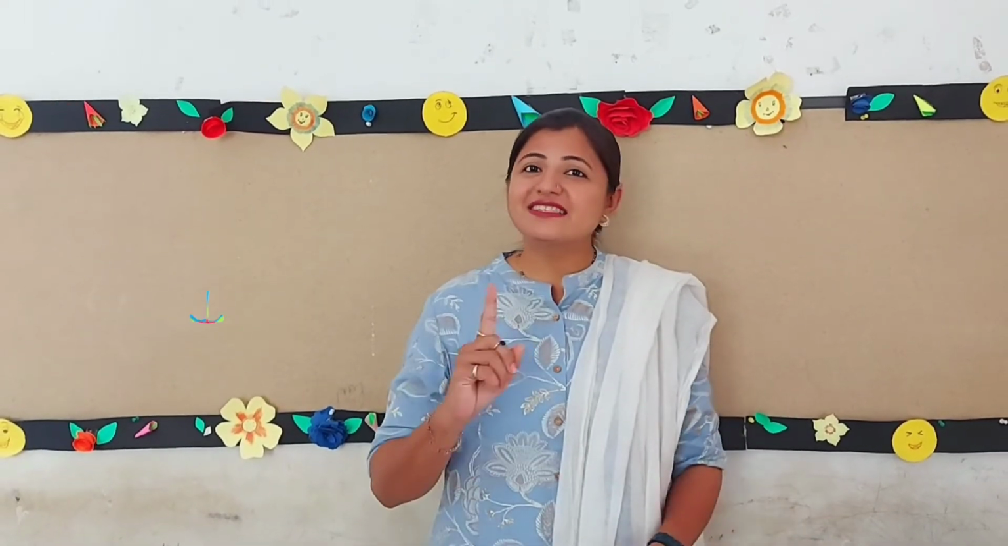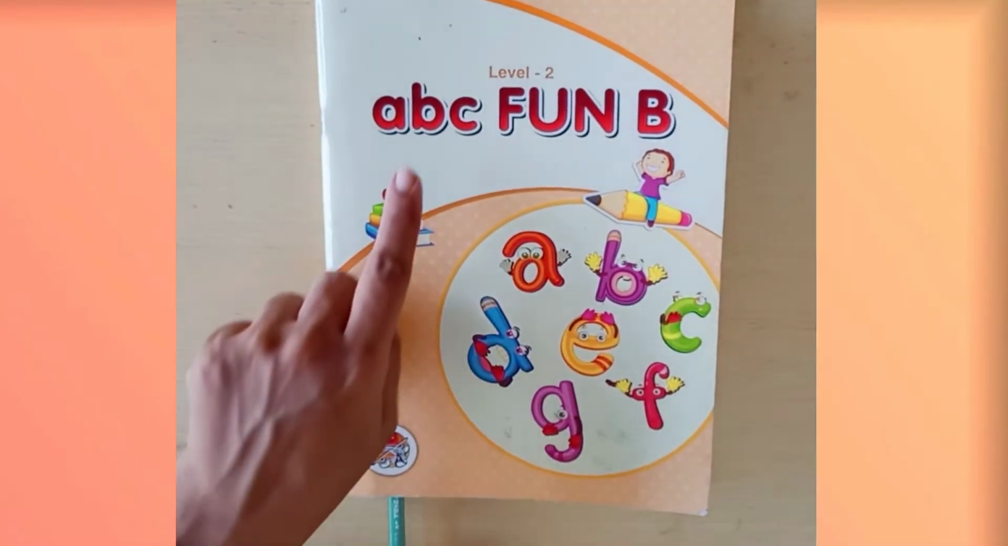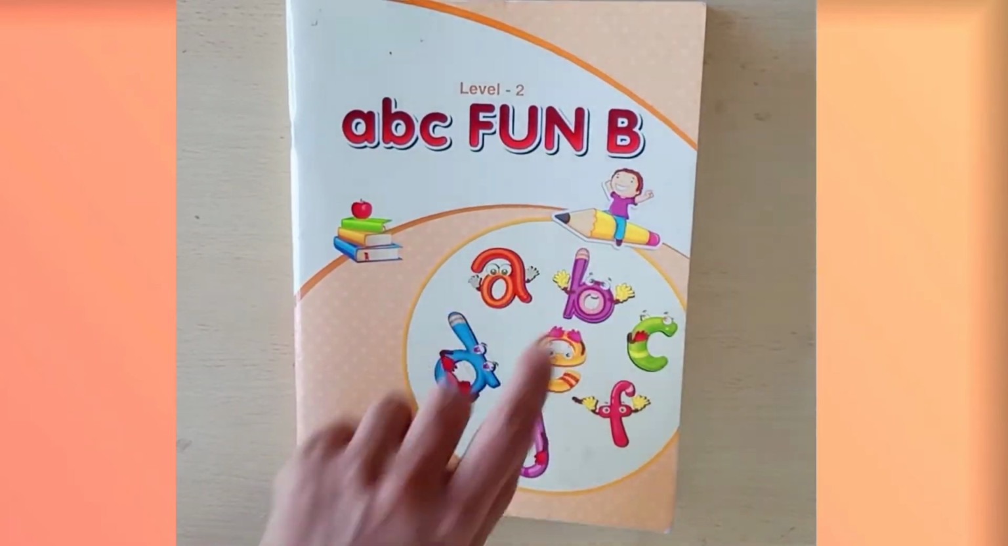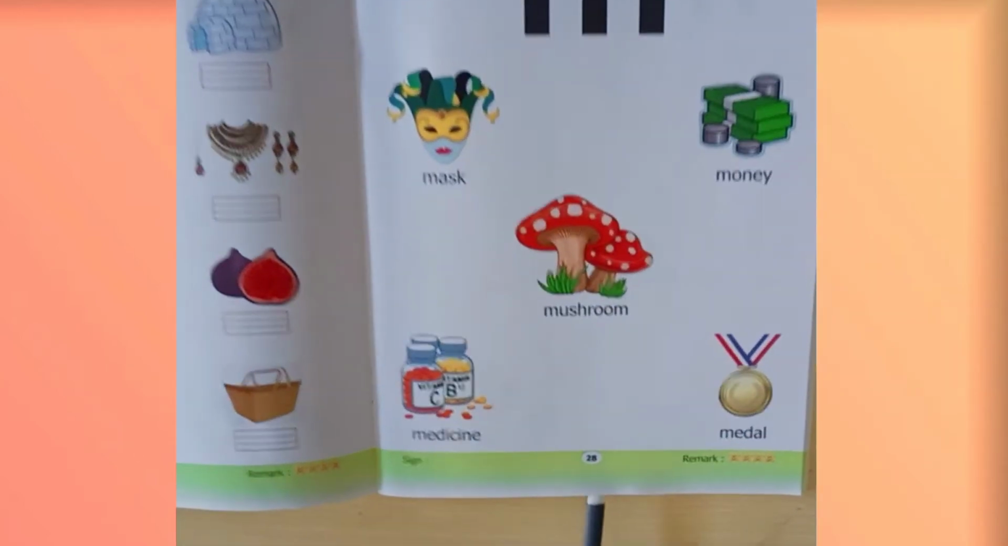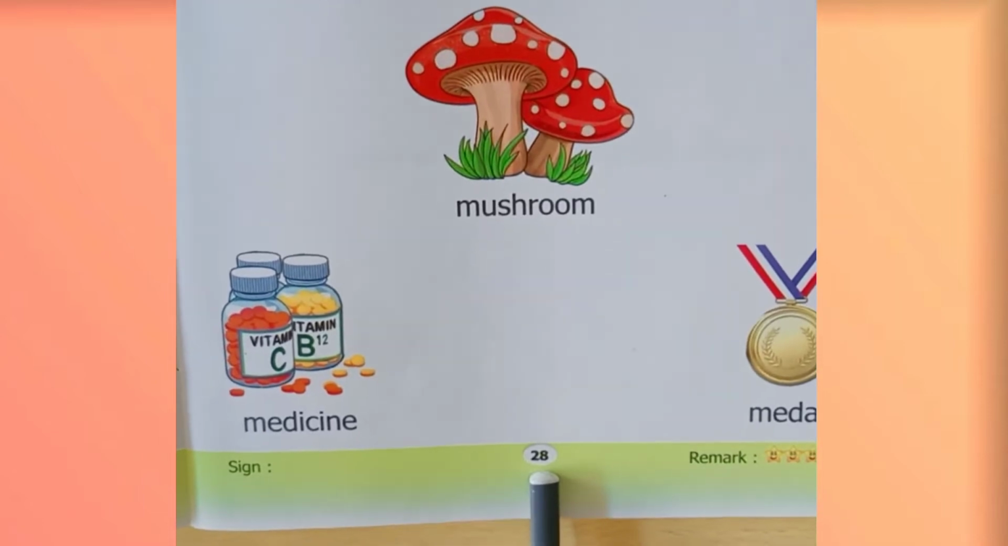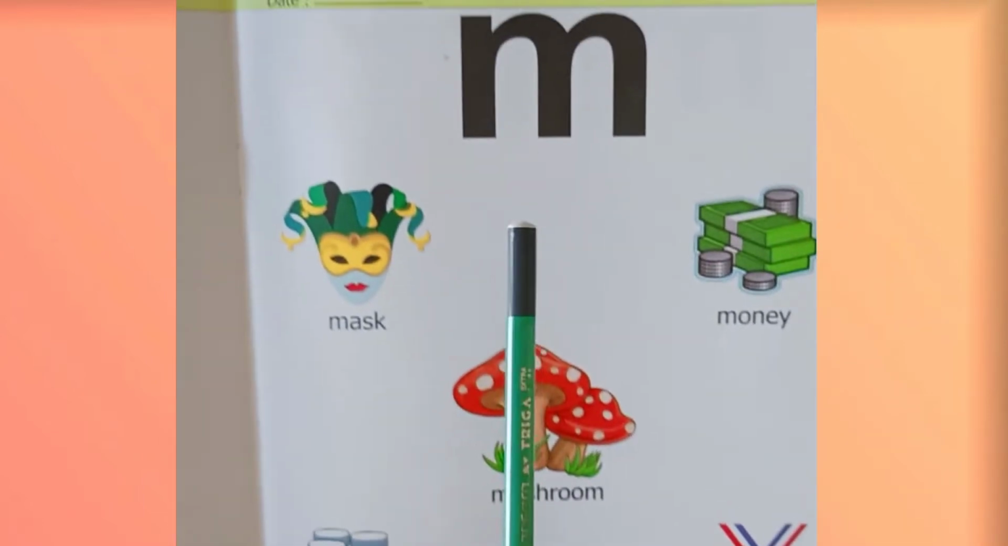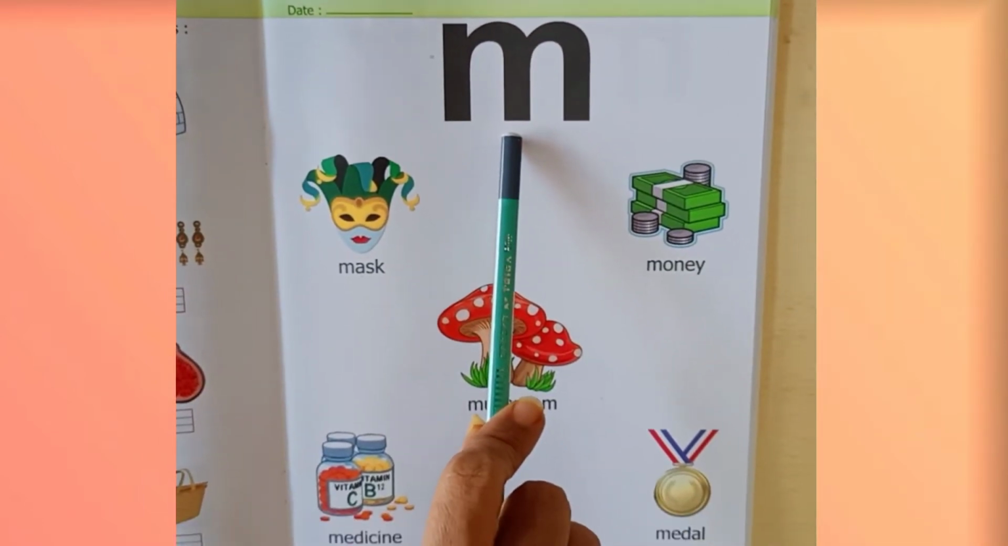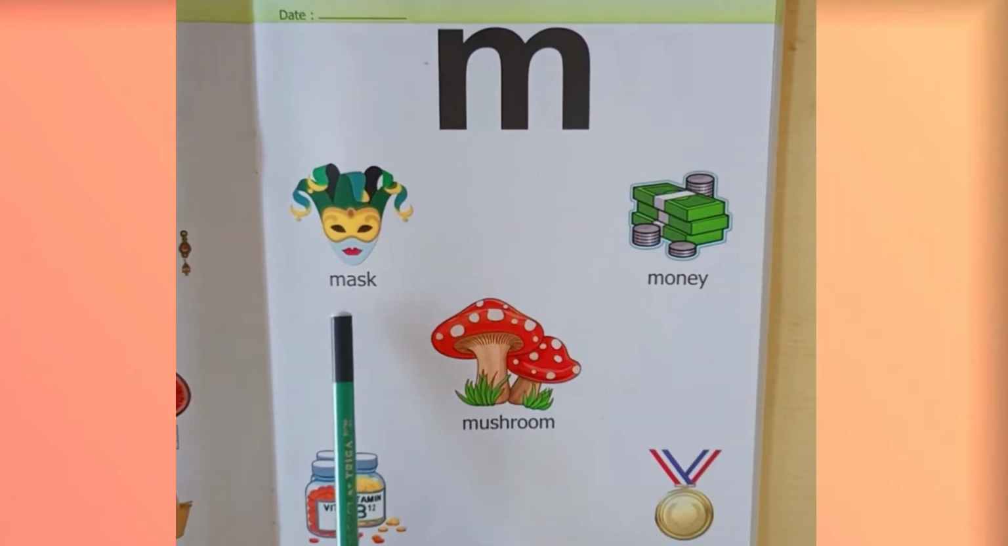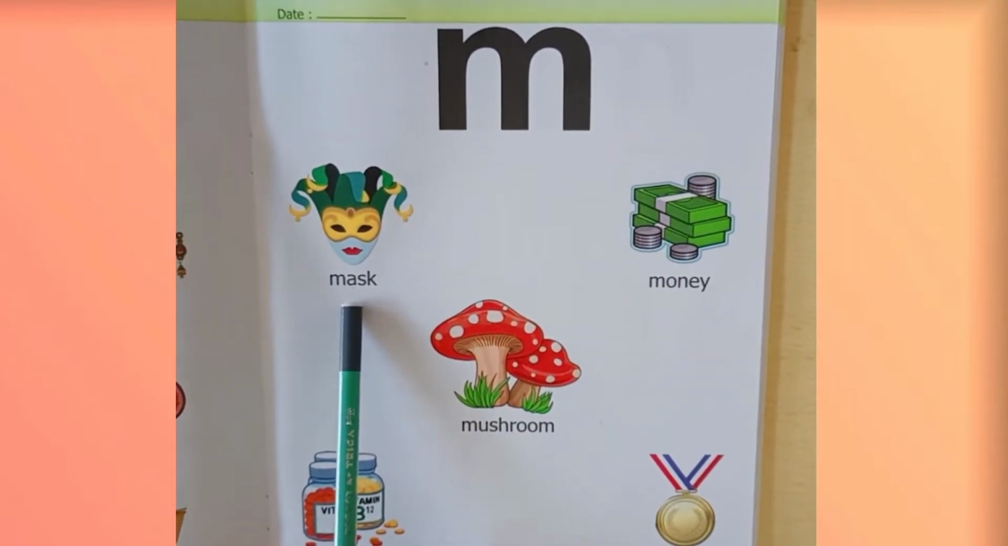So today we are going to learn how to write script letter M. So are you all ready, children? Let's start. Now children, in ABC Fun B part, open page number 28. Script letter M. M for mask.